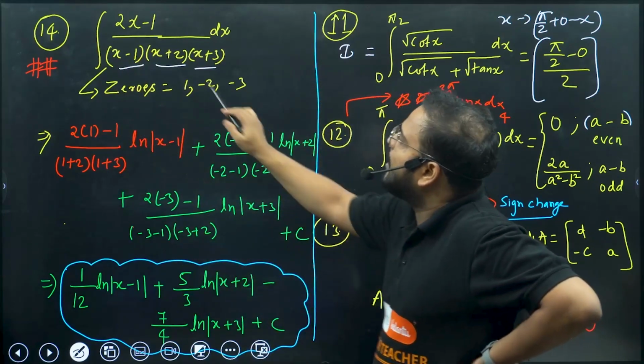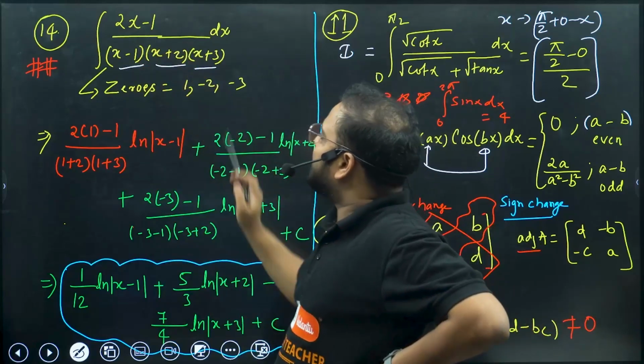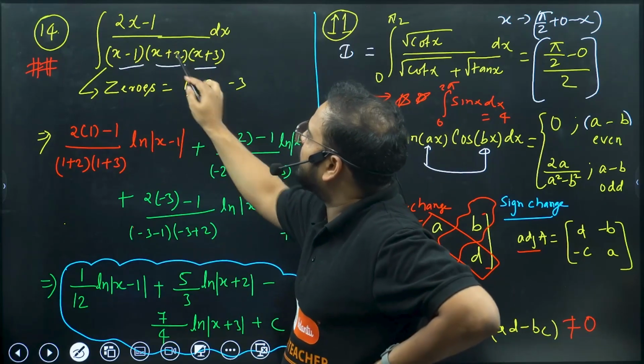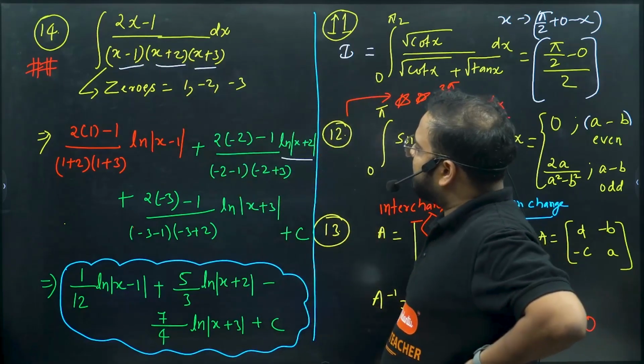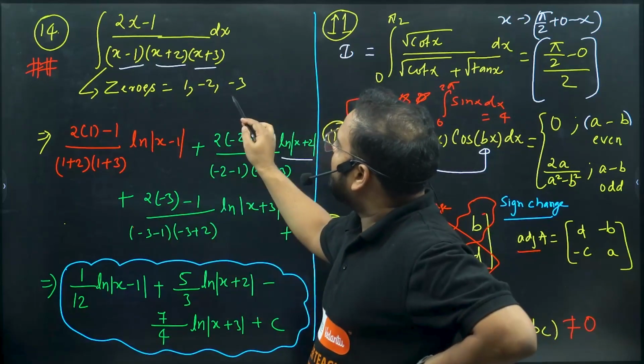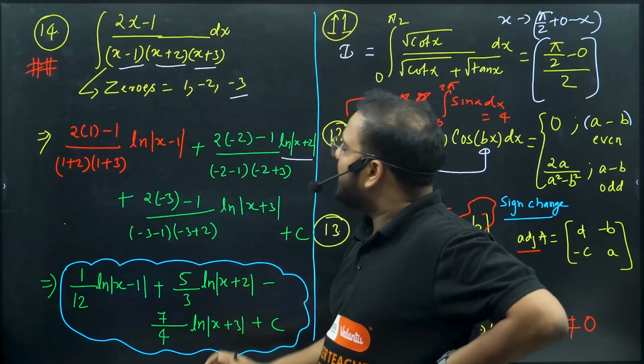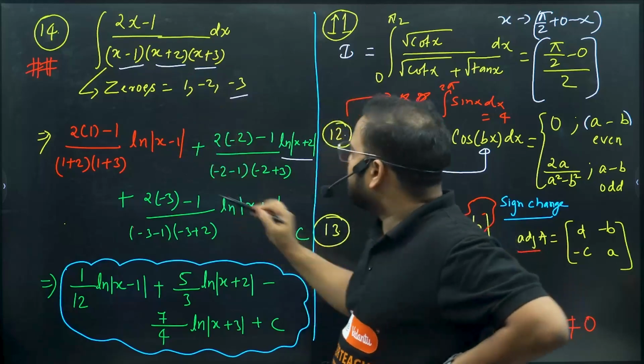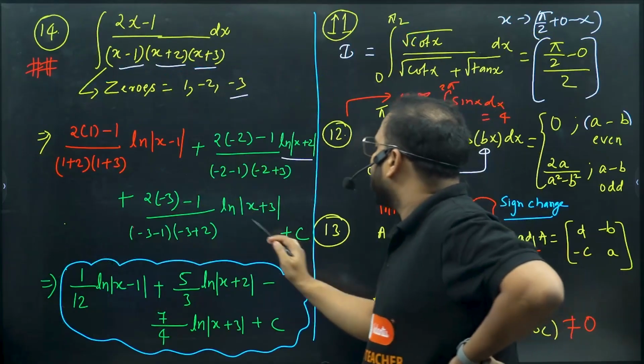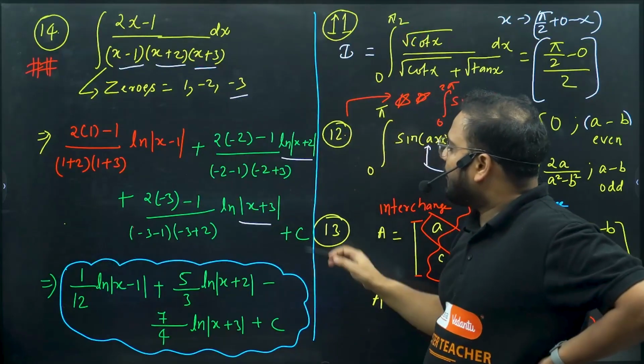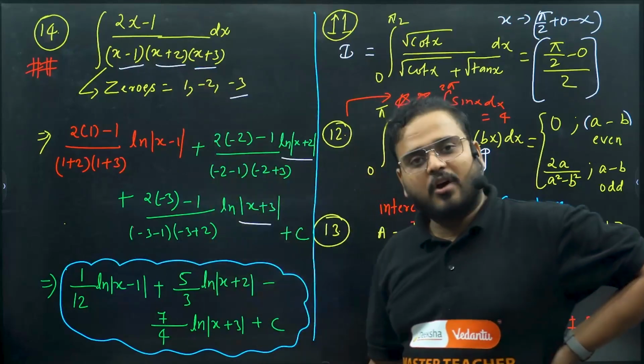Same goes over here. If you're putting minus 2, everywhere x becomes minus 2. This is making 0, so put it in the log, ln of x plus 2. Same comes with the plus sign again. Put x as minus 3 everywhere for x, and this x plus 3 will become 0, so put that in the log of x plus 3. Of course, c will come because of the indefinite integration.